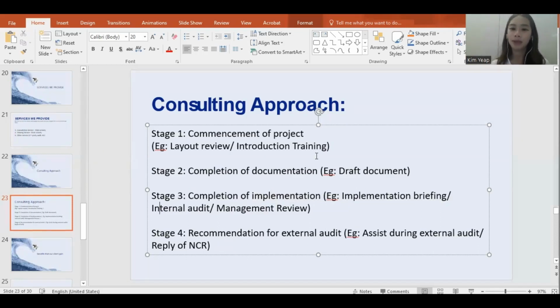Imagine we have already trained them, we have already briefed them about the requirements, and we even drafted a very nice set of documents for them. Not just having the documents, we also teach them how to use them and how to fill them up to prove that they really do according to the SOP. That is the implementation part.